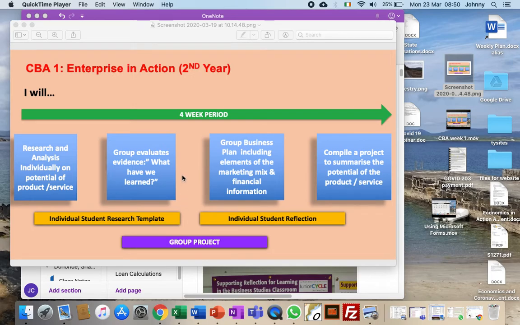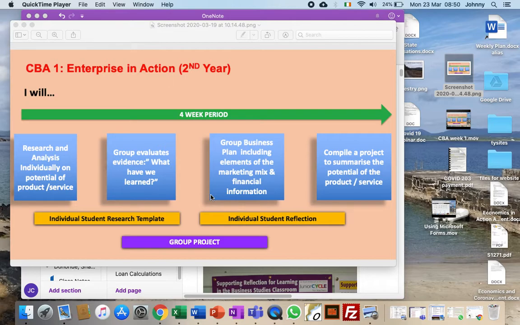But we know after week 2 is over and we've done our evaluation, we're going to have to produce a business plan, which includes elements of the marketing mix and maybe some number information, some financial information. So we will be thinking about the 4 P's for the marketing mix. When we're doing our evaluation this week, we'll ask ourselves, do we have all 4 P's and some financial information covered in the research that we've done?